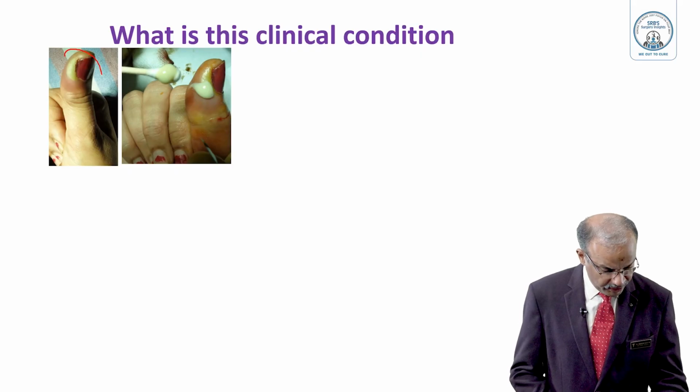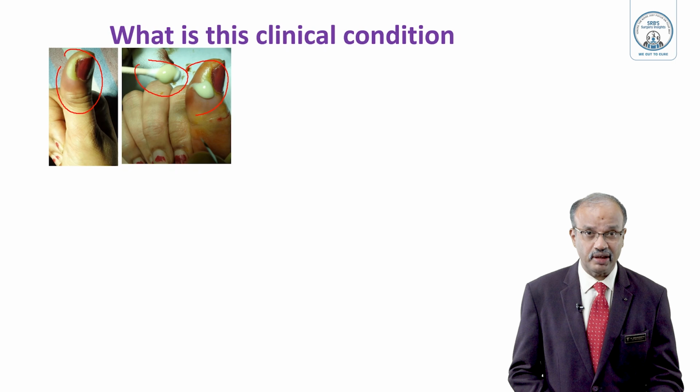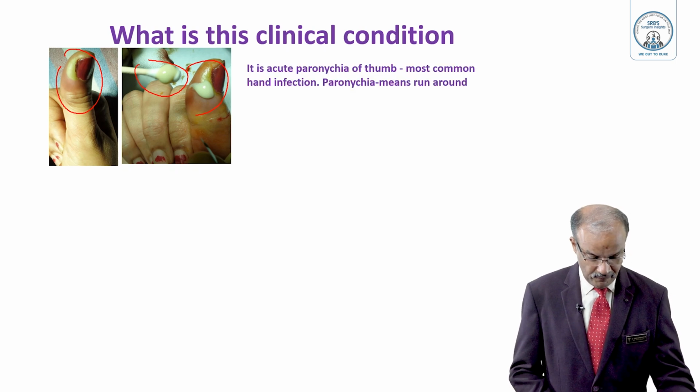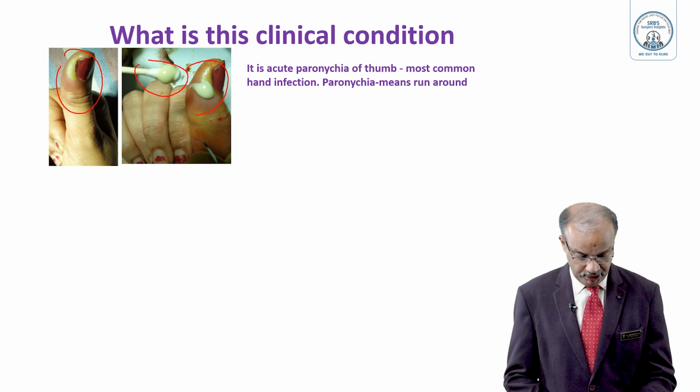Dear students, today we'll discuss a topic which is very common, which we come across in day-to-day surgical practice. See this thumb, you can see that yellow area. I have already just made a nick and there is pus there. There is a swab actually for culture. This is the typical Paronychia thumb. It's the most common hand infection.